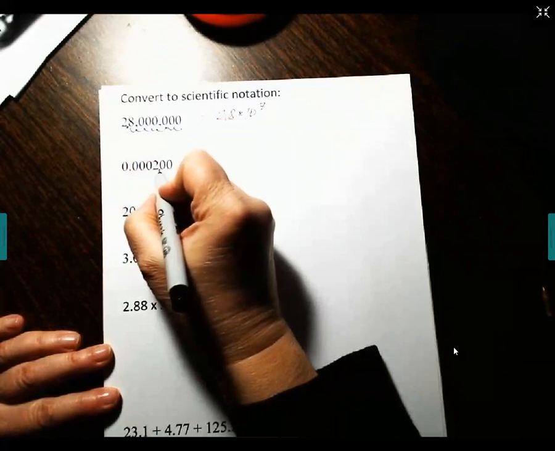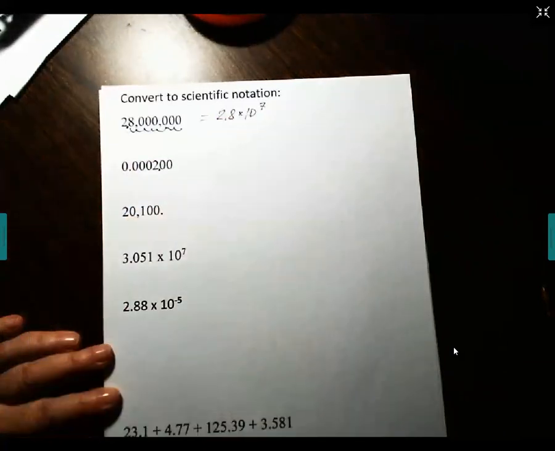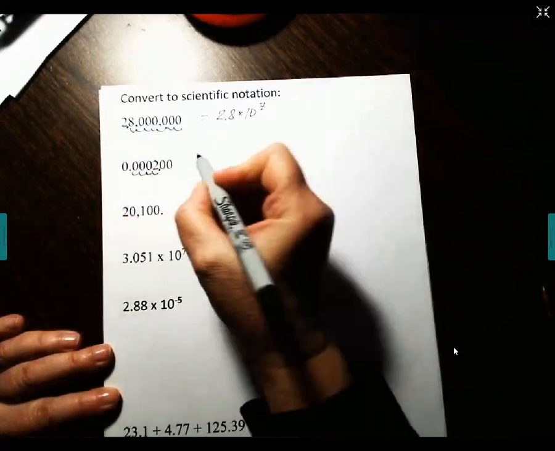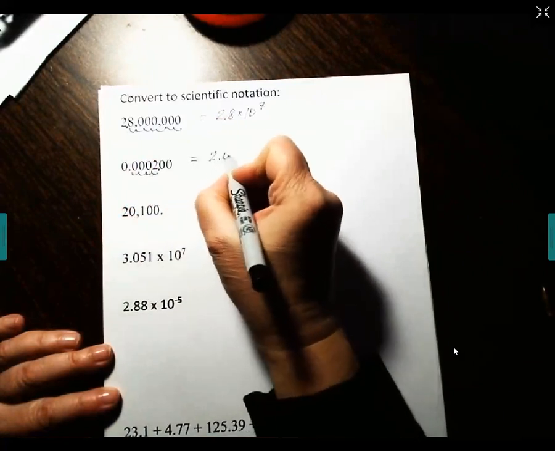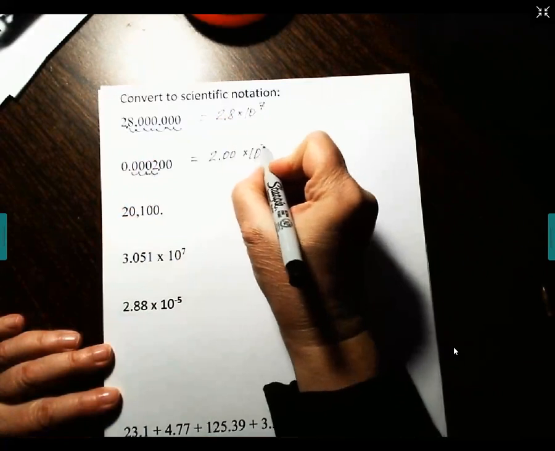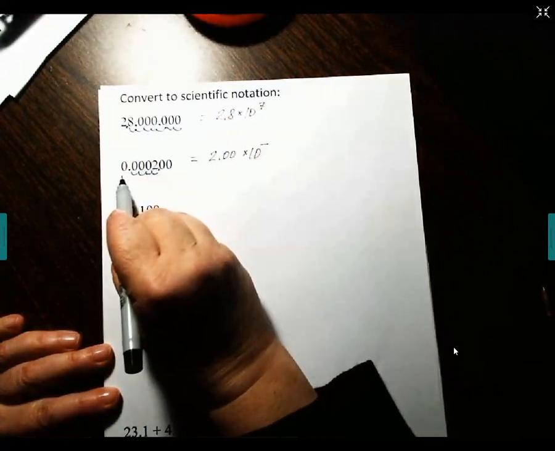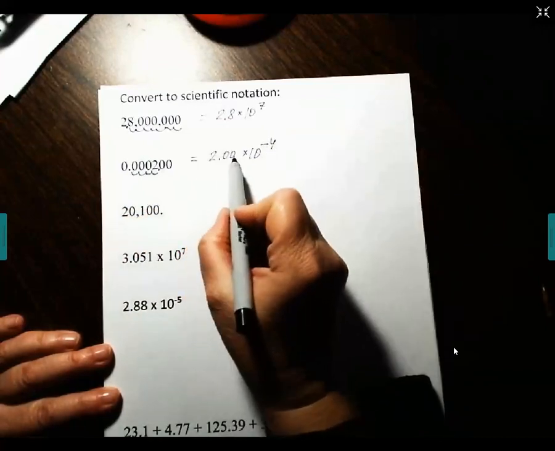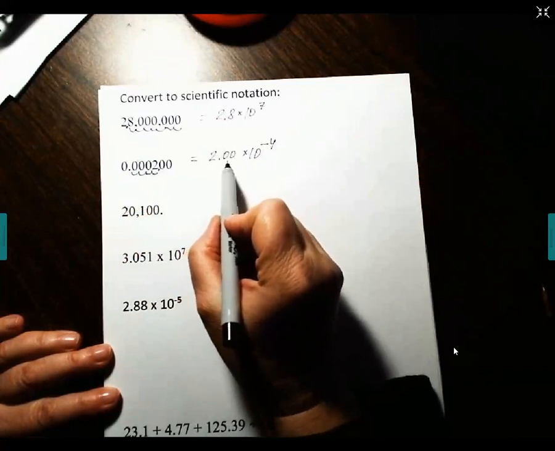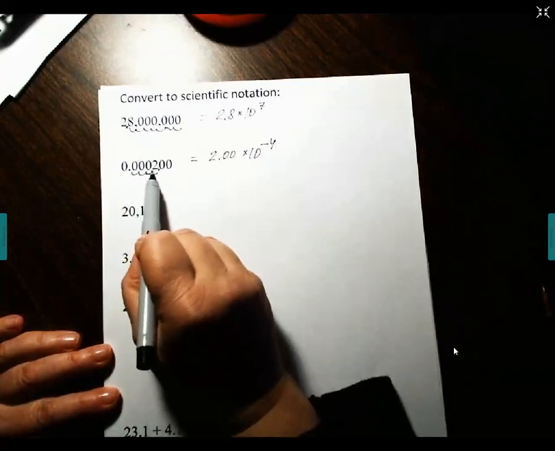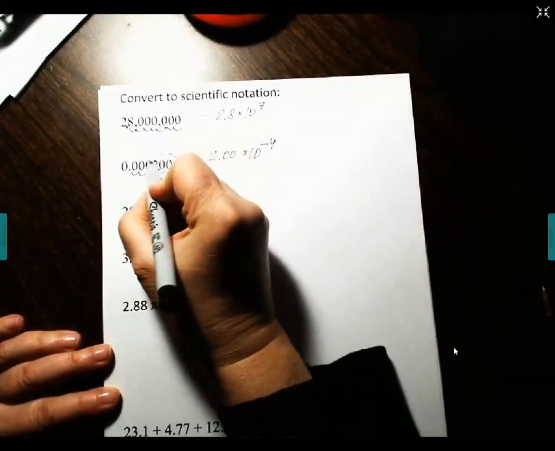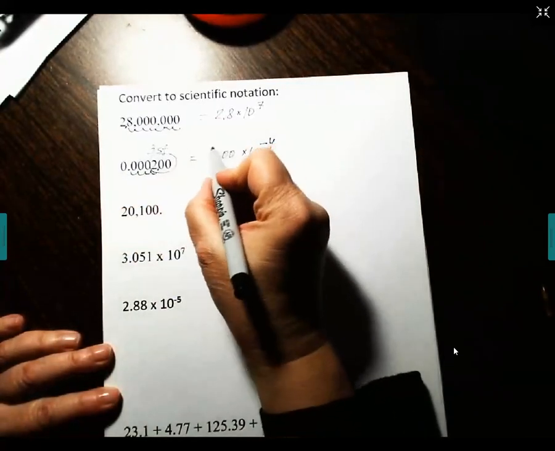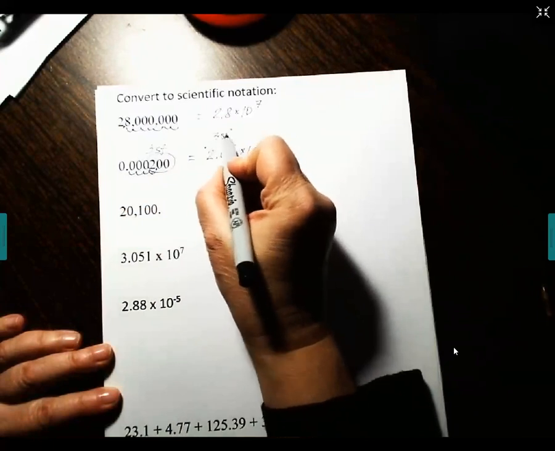So we are going to isolate just one digit before the decimal point. And now we are counting decimal places: 1, 2, 3, 4. So it's going to be 2.00 times 10 to the negative, because our original number starts with 0, negative 4. Now, why I wrote 2.00? Because our original number contains 3 significant figures, and this number also should contain 3 significant figures.